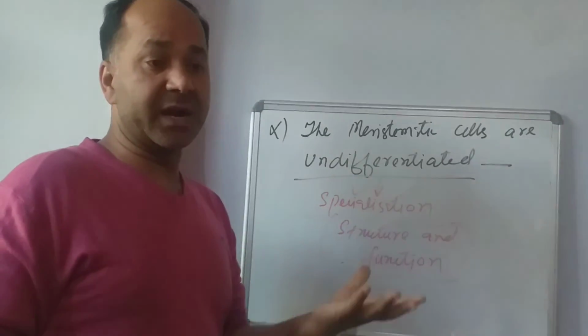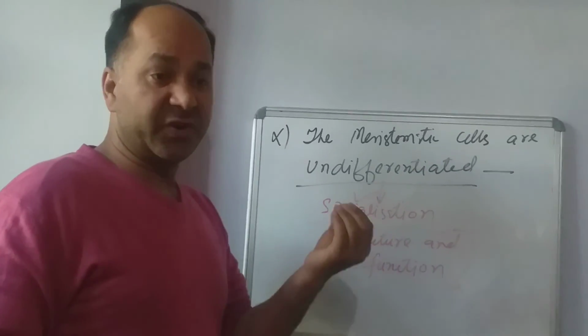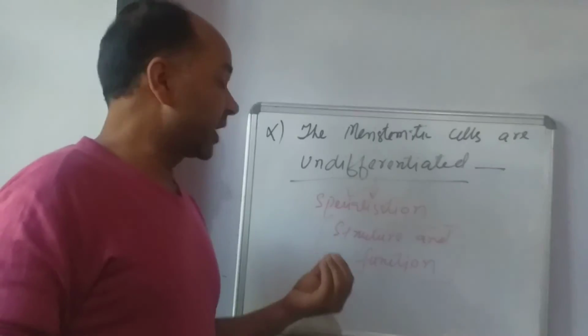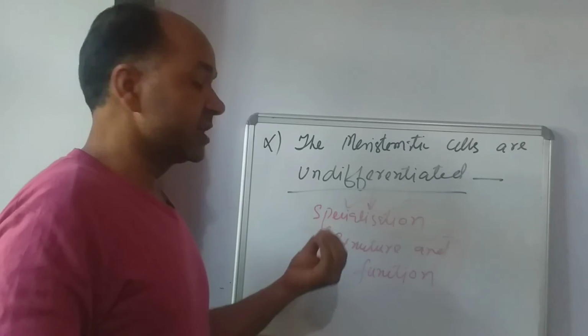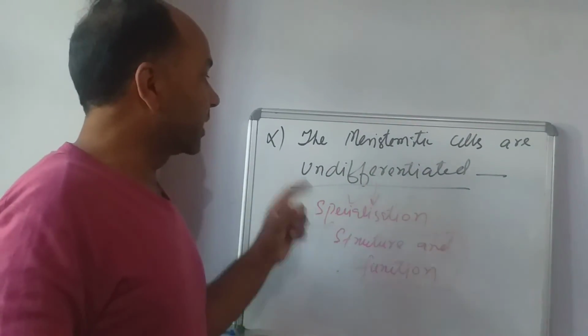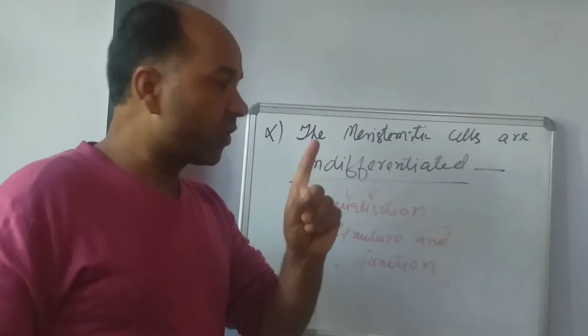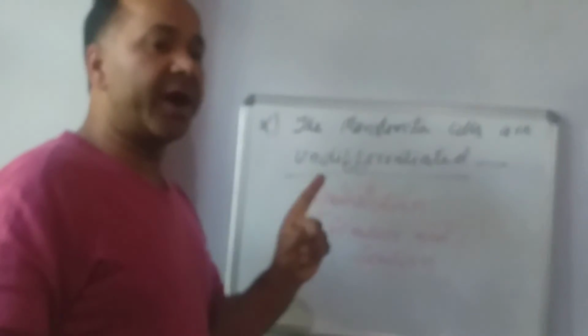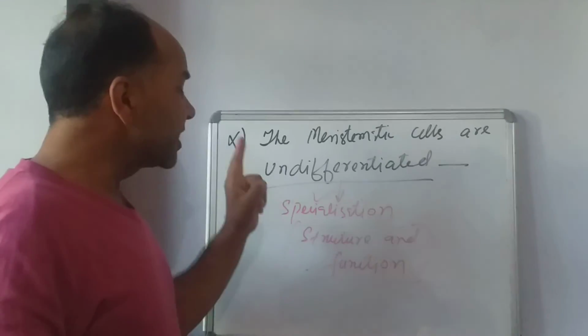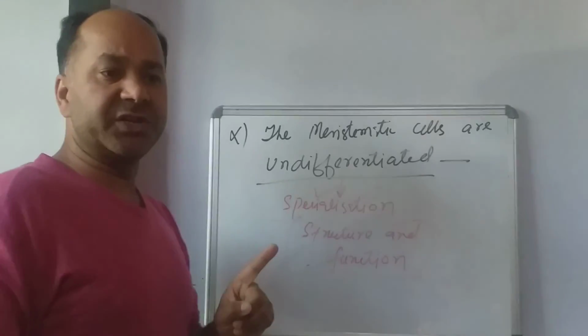If you see a parenchyma cell, the parenchyma cell will be differentiated. That means they have got specialization in their structure and in their function, for the particular function they play in the plants. But these meristematic cells have only one function, that is to divide to produce cells for plant growth. That is why these cells are undifferentiated in nature.